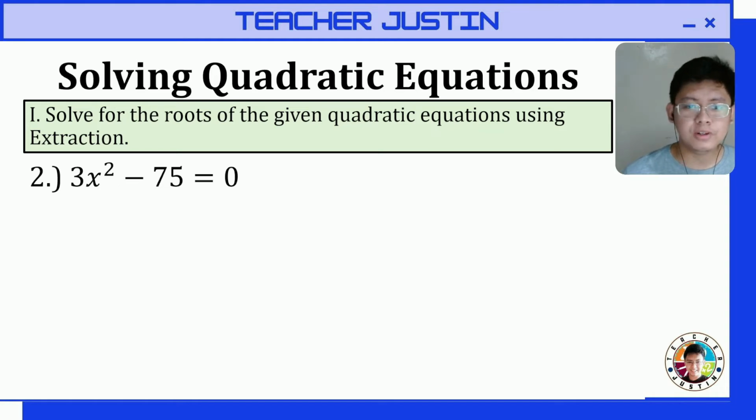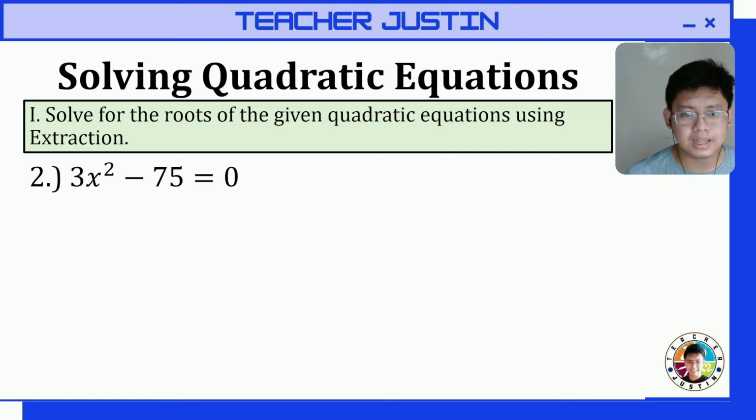So let's solve for the roots of this given quadratic equation. 3x squared minus 75 is equal to 0. So let's solve for the value of x of this equation. In order for us to solve this, gagamit tayo ng extraction. So ibig sabihin ng extraction, we have to isolate the variable x in one side of the equation.